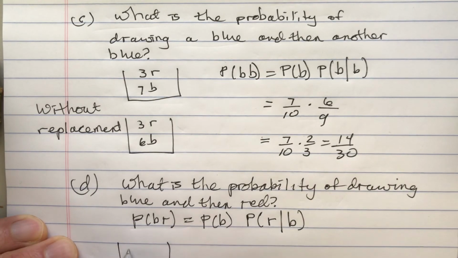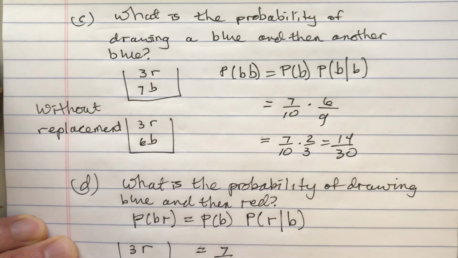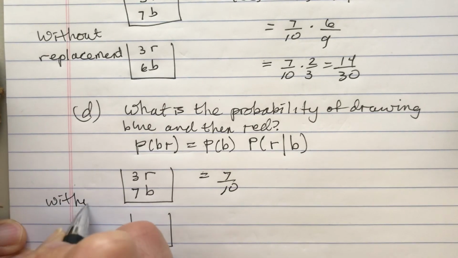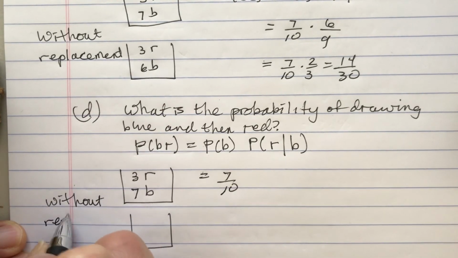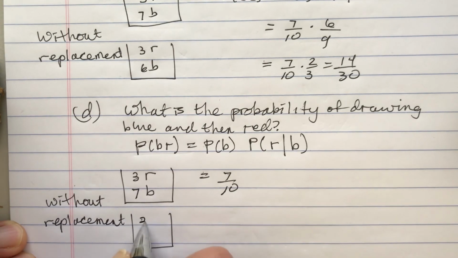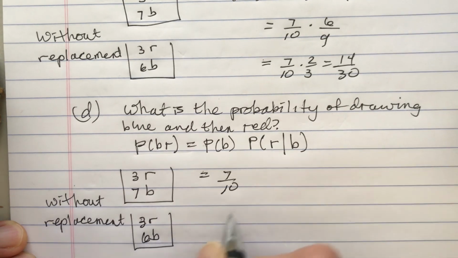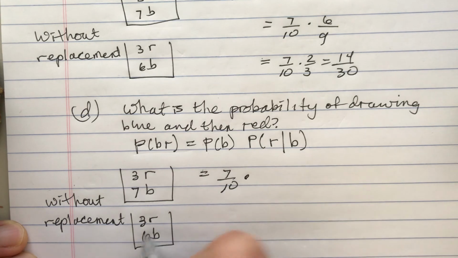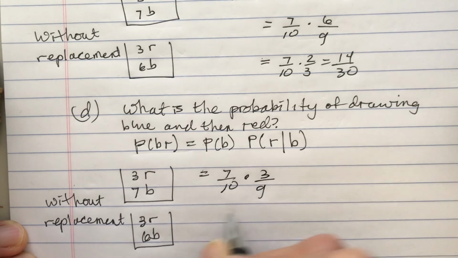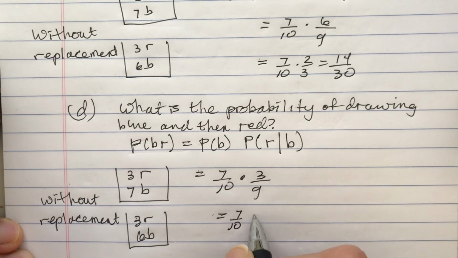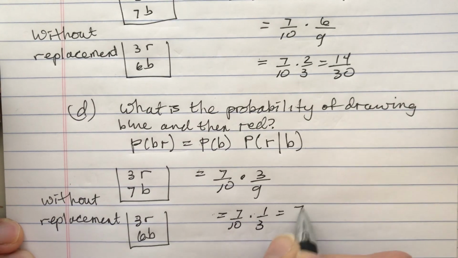So you have this box, 3 reds, 7 blues. The probability of blue is 7 out of 10. But then we move on to a new box because again, this is without replacement. And we have 3 reds. We took a blue out, so now there's only 6 blues. So we multiply by, we're trying to get a red. We want to see what happens when we get a red. There's 3 out of 9 reds. So that's 7/10 times 1/3. So that's 7 over 30.